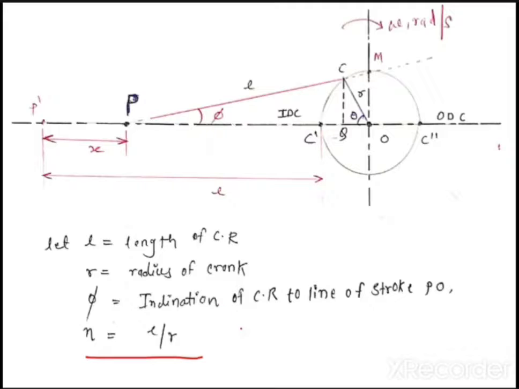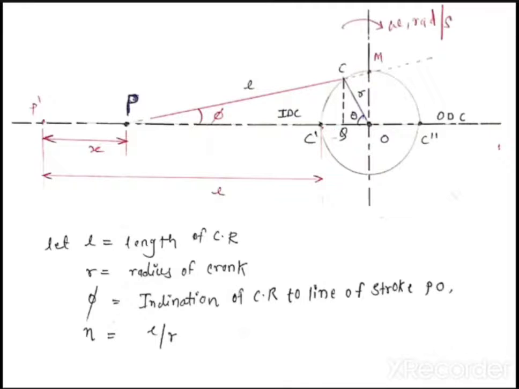So in an IC engine, this L upon r, the ratio of the length of the connecting rod to the radius of the crank, is very important from the design point of view, and it is called the obliquity ratio. Now before I go to the final derivation, tell me, have you understood this mechanism? If you have any doubt in this mechanism, ask me. What is PO, what is PC, what is OC, what is this IDC?